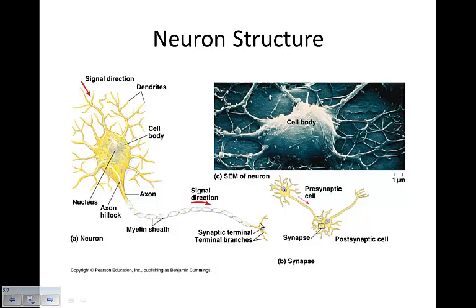And then you have this synapse that takes place. The synapse is the gap between the neurons, or between a neuron and an effector cell. So this synapse is that gap in between. All right, so the signal's moving this way. This is what the synapse actually looks like. You have your presynaptic cell, the synapse, and then the postsynaptic cell.